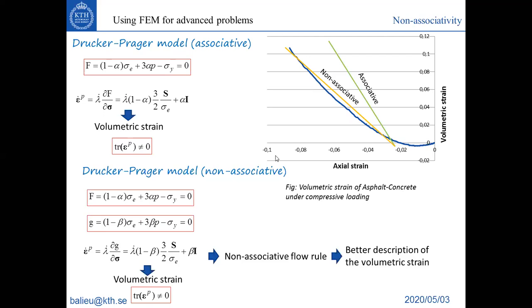To summarize, the non-associative flow rule is when you have two different potentials, two different surfaces, one for the yield and one for the evolution. And this is used to have a better description of what happens after yielding, of how the plasticity evolves. This is an important concept in material modeling of pressure-dependent yield surfaces.